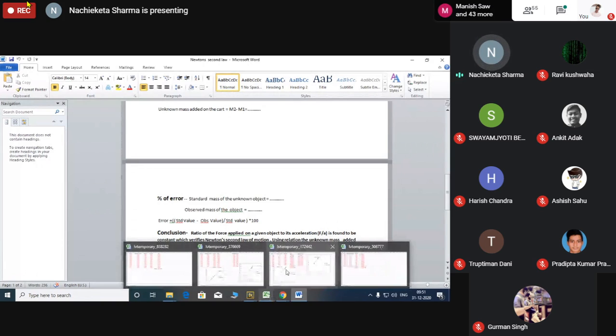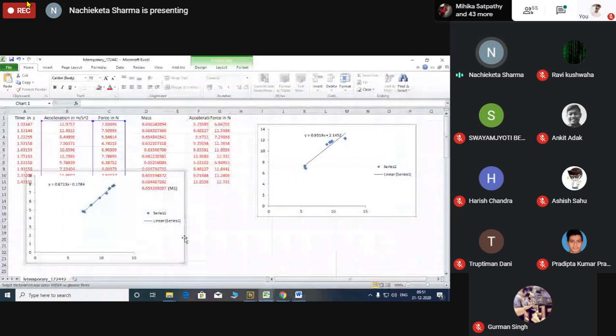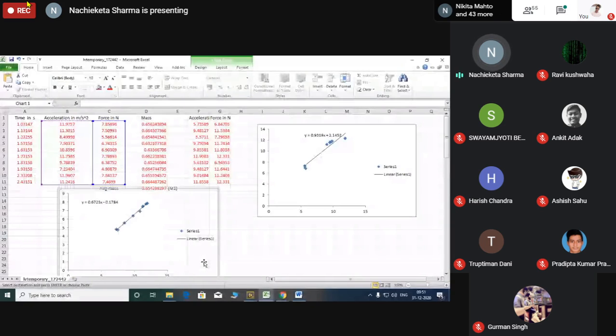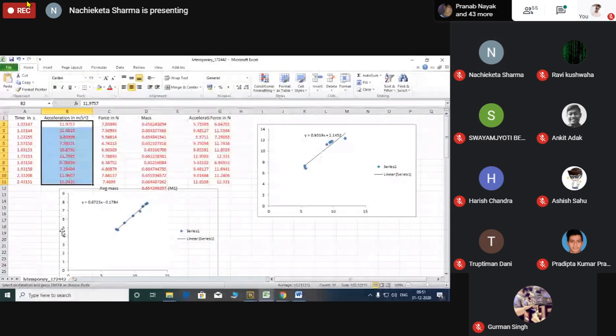Then you come to the graph. I have already told you, but again I am telling you. First of all, if you plot the first graph, that is for M1. Take the acceleration on the x-axis. Write down how to take the x-axis: 10 small divisions equal 1 meter per second square. Got it? Yes or no?